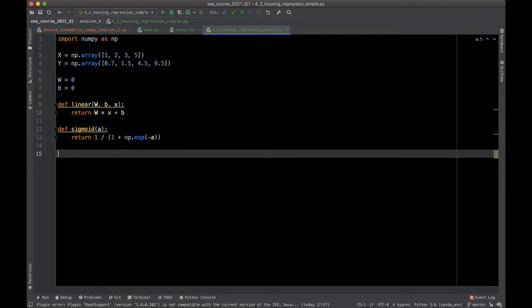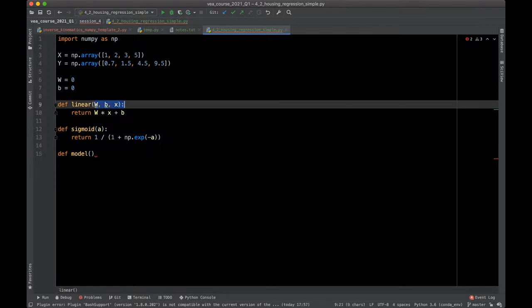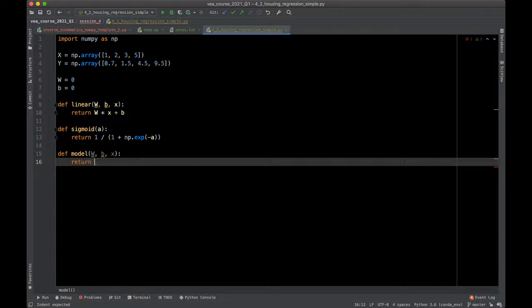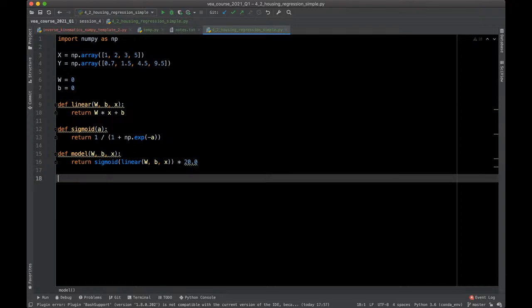So now we have the linear function here, right? Then I think we have everything for prediction of the value. So we can call this def model, and the input of the model is the same as the linear function. The return would be a sigmoid of the linear with all of these parameters, weight, bias, x, multiplied by 20, the scalar that we defined, right? So this is our model.